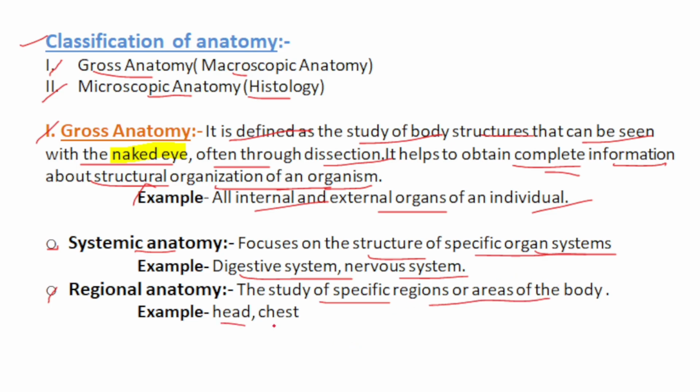For example, head, chest, limb, those are included in regional anatomy. So the part of the anatomy where we discuss a specific region or any area of the body is called the regional anatomy. So gross anatomy we can divide into two parts, systemic anatomy, where we discuss any system, and regional anatomy, where we discuss any specific region or areas of the body.